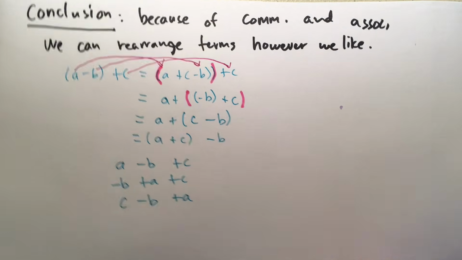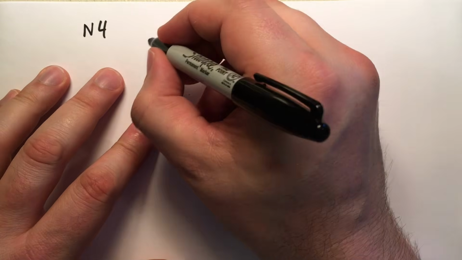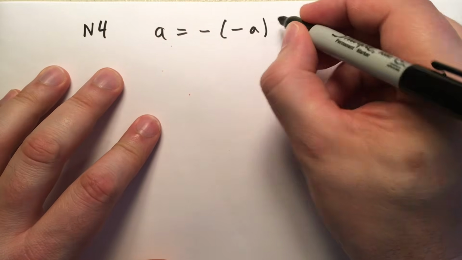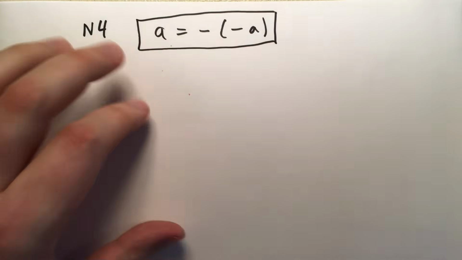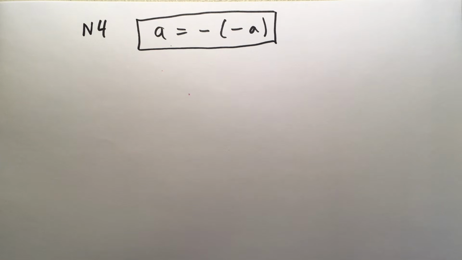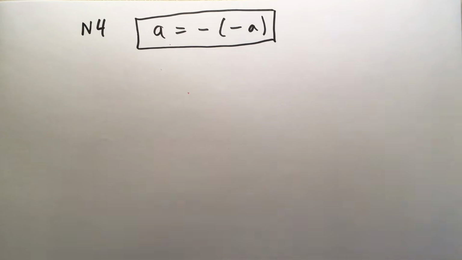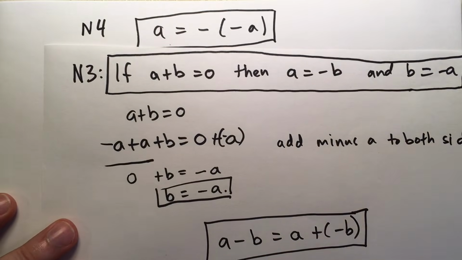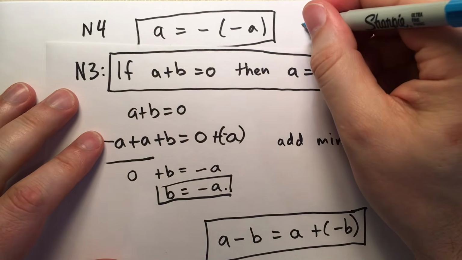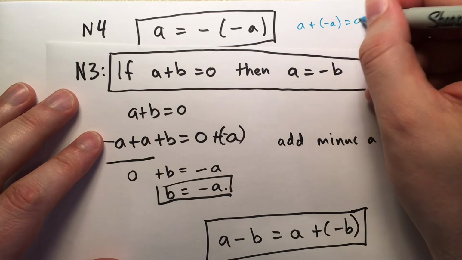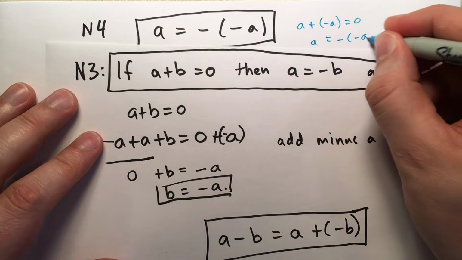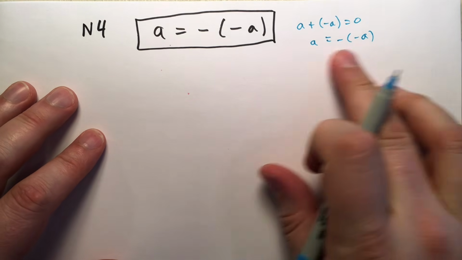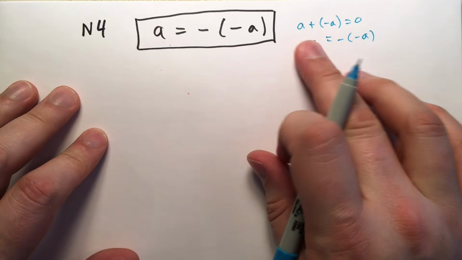All right. Let's move right along to equation N4. So N4 states, it says A is equal to minus minus A. The reason why this is true is if you go back to N3, we're going to say, what about when A plus minus A is equal to 0? Well, that means A must be equal to minus minus A. You see? So A is equal to minus minus A, because when you add the additive inverses, you get 0.